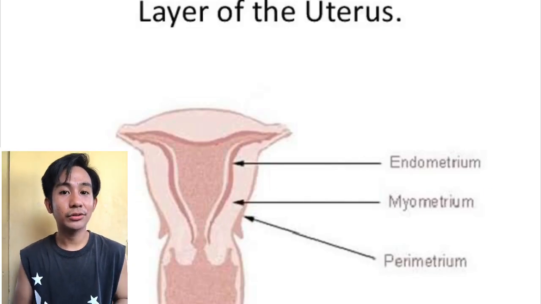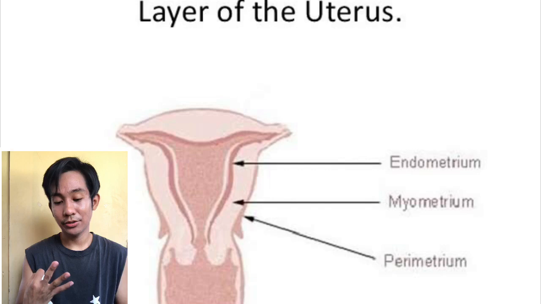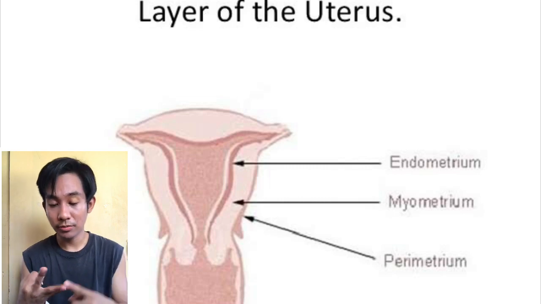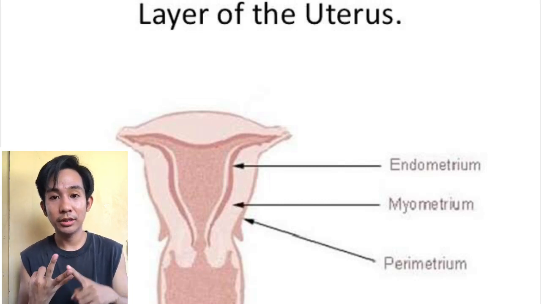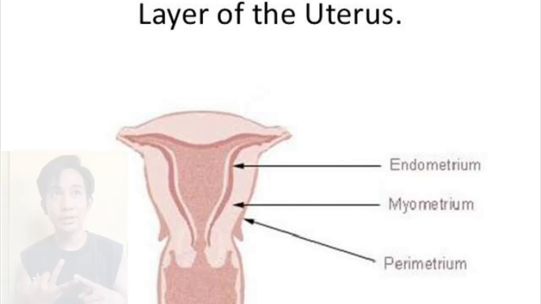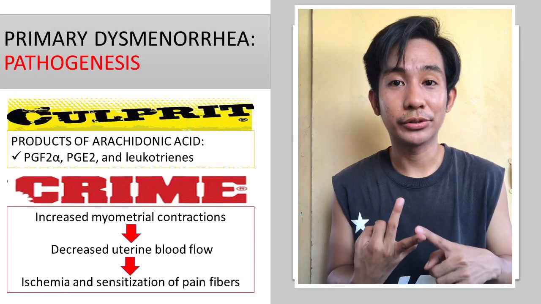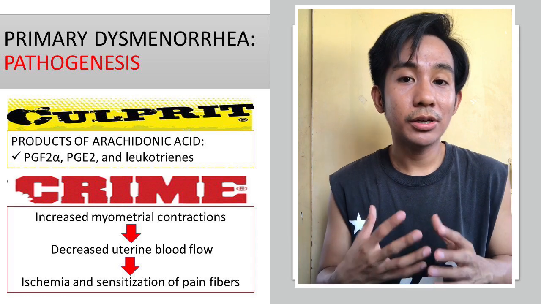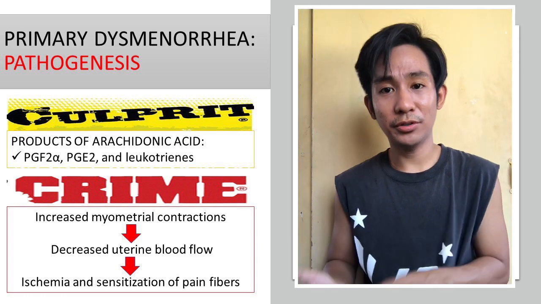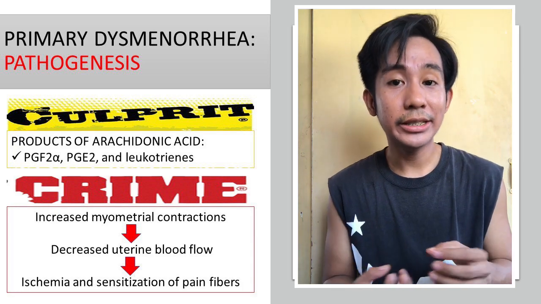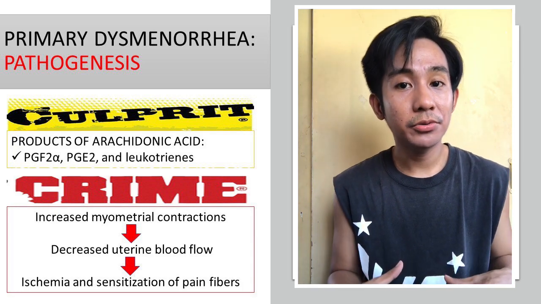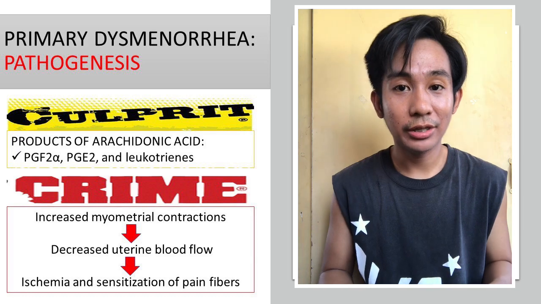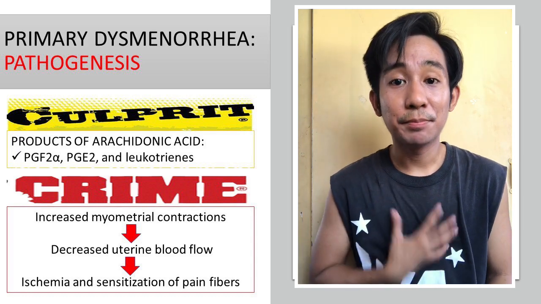When you recall your histology, there are three layers of the uterus, from inner to outer: your endometrium, the middle layer, which is your myometrium, and your perimetrium. We will be focusing on the middle layer, the myometrium, because the muscle there, particularly the smooth muscle, is irregularly contracting, plus the contraction is increased. Because of these contractions, there is decreased perfusion or decreased uterine blood flow, resulting in ischemia. Also, prostaglandins can mediate sensitization, thus leading to the manifestation, which is pain.